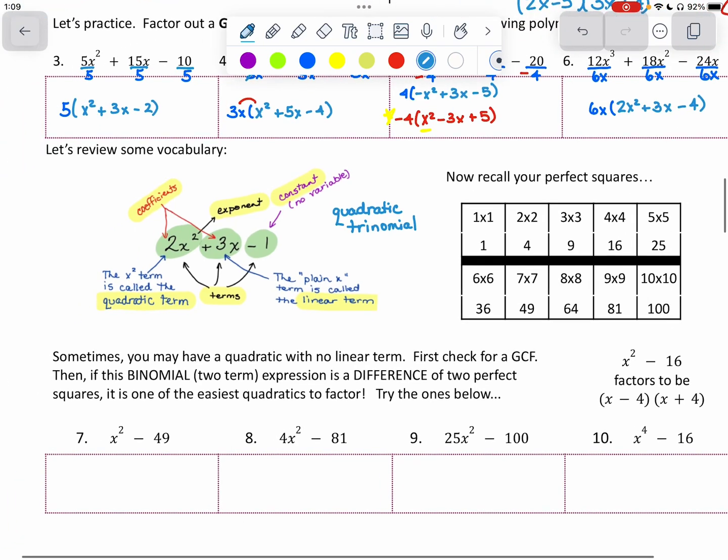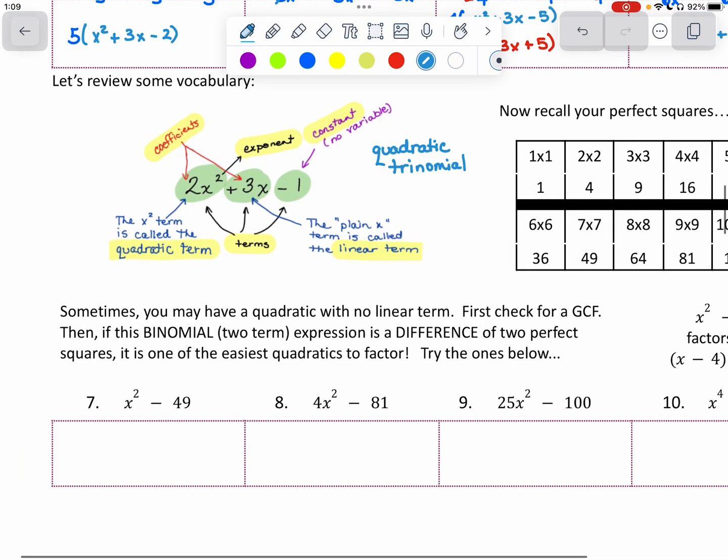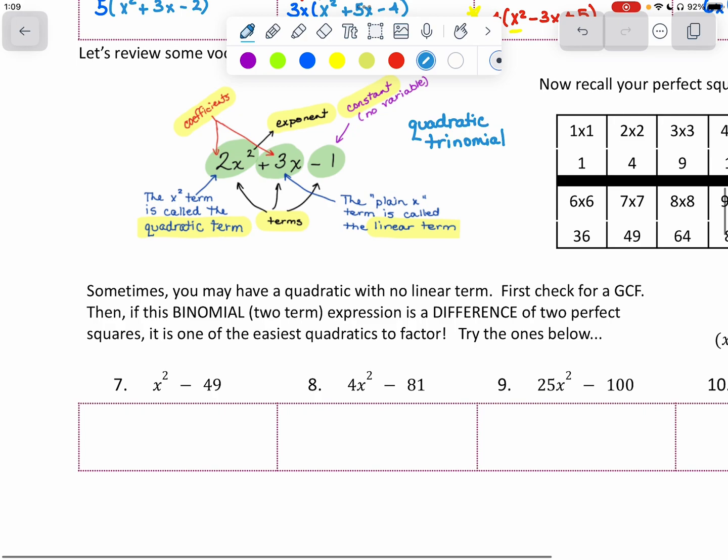Now, sometimes when you have quadratics, you don't have a middle term. Sometimes you have a quadratic with no linear term. So you have a second degree term, and then you have a constant, and there's no middle term. So the first thing you want to do is check to see if there's a greatest common factor. And if we're looking at these two, there's not. So there's nothing that we can factor out.